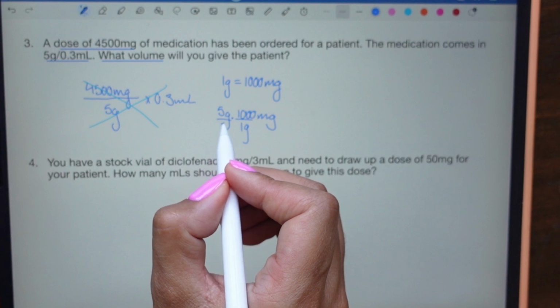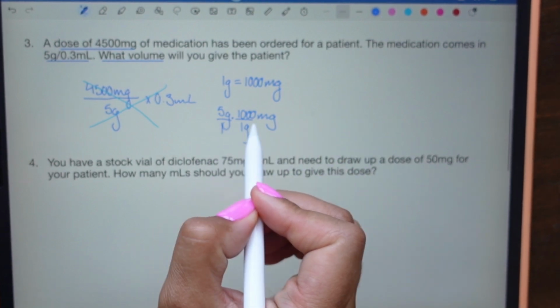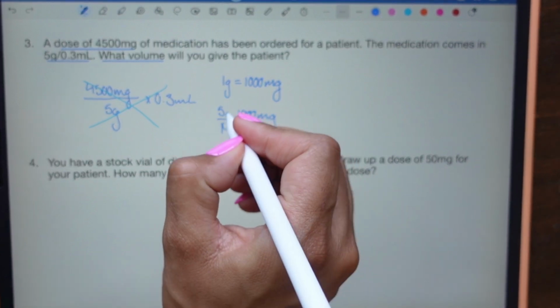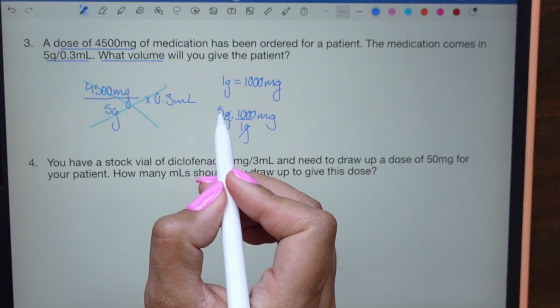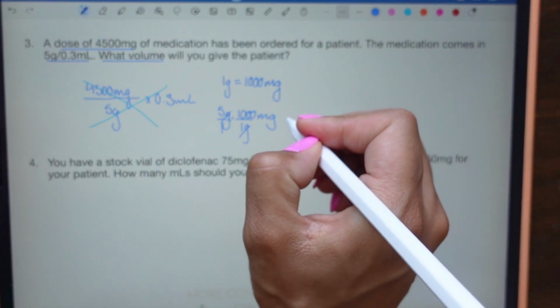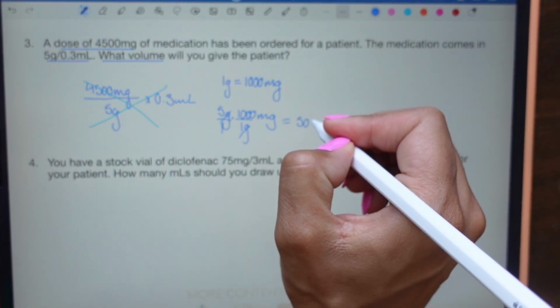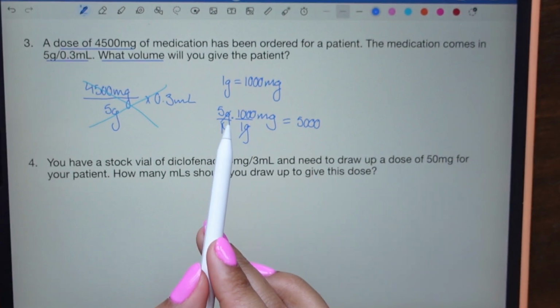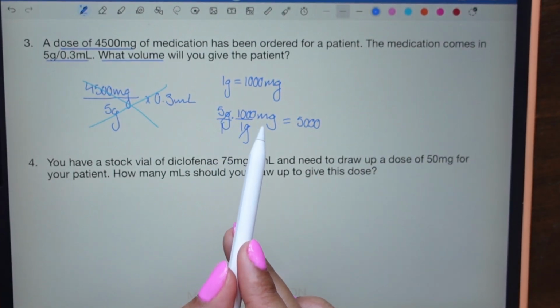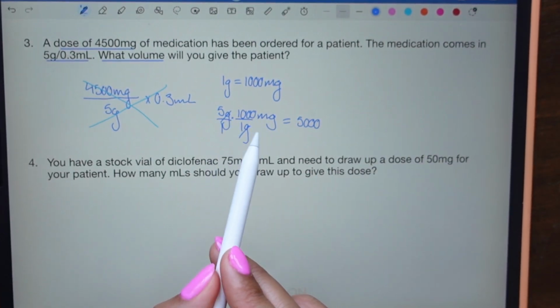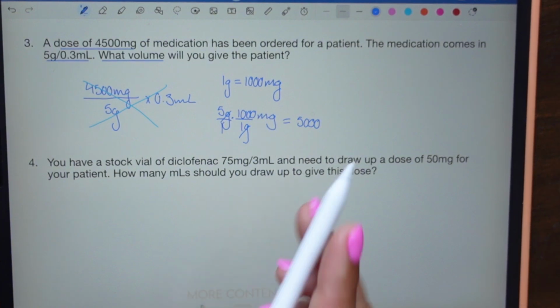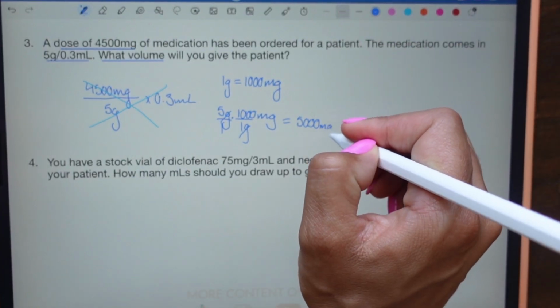5 over 1 is 5. So if I multiply these fractions, I've got grams over grams, that's going to cancel. 5 times 1,000 gives me 5,000. I know that this is 5,000 milligrams because my grams have canceled and I am left with milligrams. So this is 5,000 milligrams.